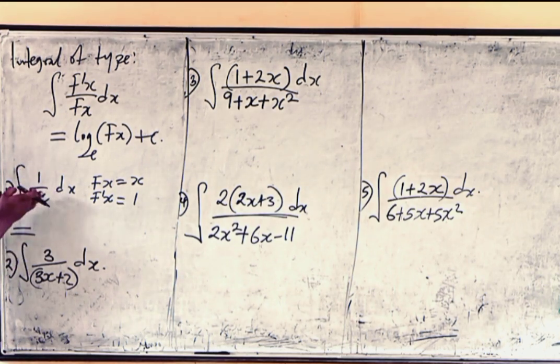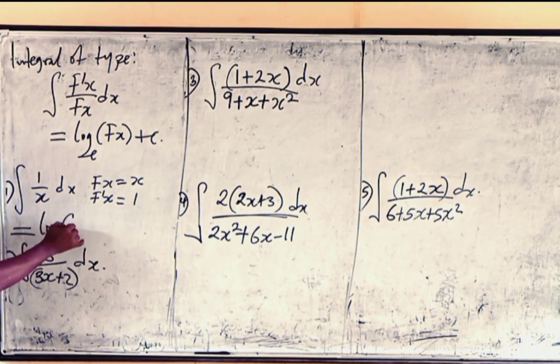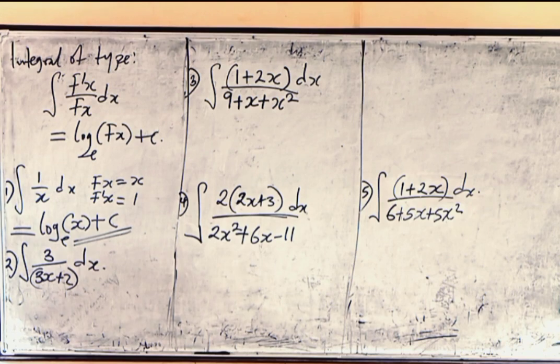So now it is telling us that if you discover that if I differentiate the denominator, you have the numerator, the final answer will be log e of the denominator plus c. That will be the final answer to the integration. I hope you get it.